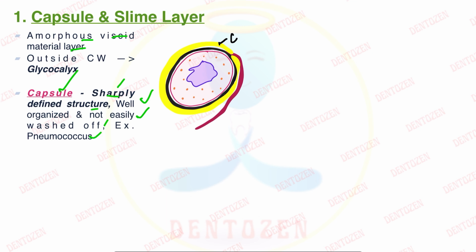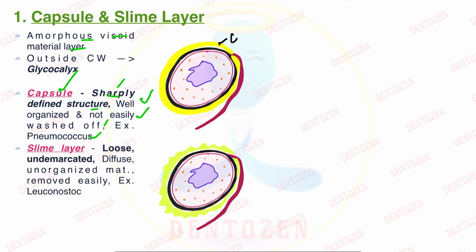Now then, what is a slime layer? How is it different from capsule? Capsule is sharply defined, but slime layer is loose and undemarcated as we can see here. So this is slime layer. It is loose, it is undemarcated, it is diffuse, it is not organized properly, and it can be removed easily. So that is slime layer. An example where we can see this slime layer is Leuconostoc. Now this may be made up of polysaccharides, for example in pneumococcus, or it may be made up of polypeptides, for example in Bacillus anthracis. So those can be your viva or entrance questions.